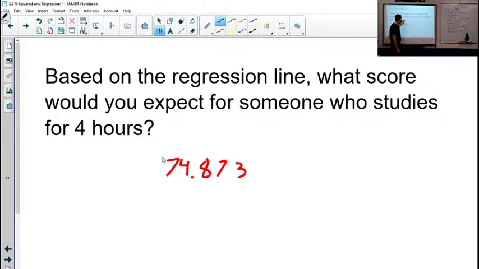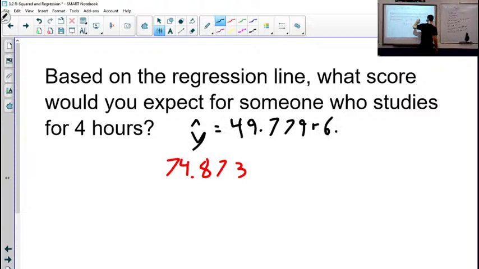So read me the equation, just so that we can get this written down. Y hat equals 49.779 plus 6.273 times, and then we want to plug in 4. That seems like a reasonable answer.